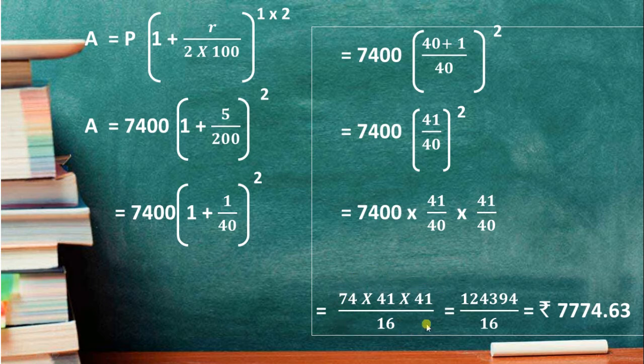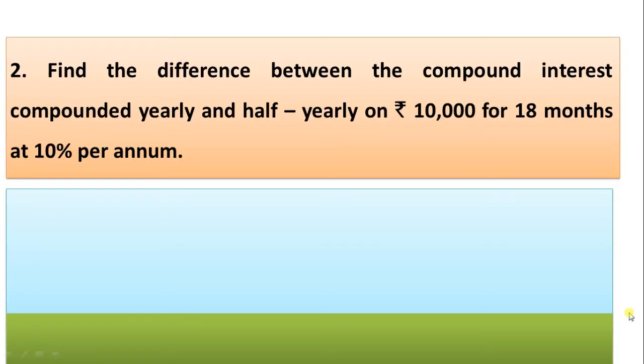Calculate the product of 74 into 41 into 41 and hence divide it by 16. Then the amount will be equal to rupees 7,774.63. Question number 2. Find the difference between the compound interest compounded yearly and half yearly on rupees 10,000 for 18 months at 10% per annum.